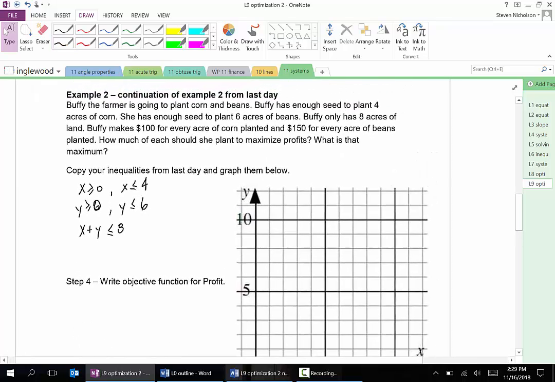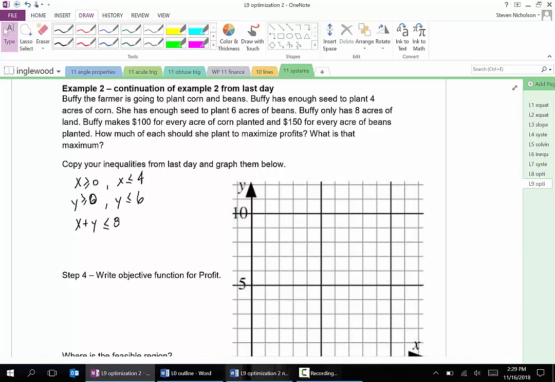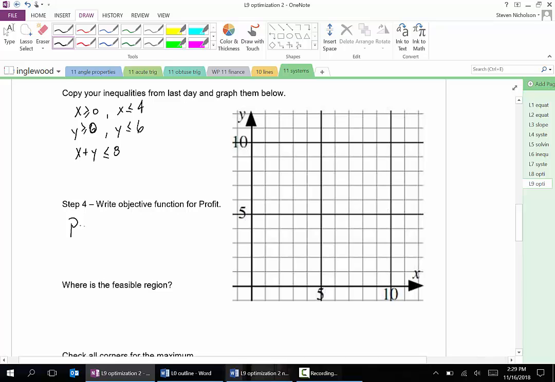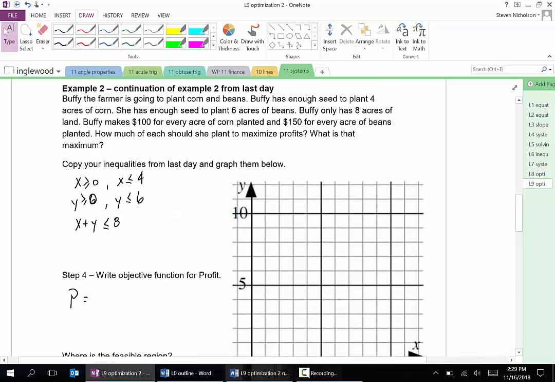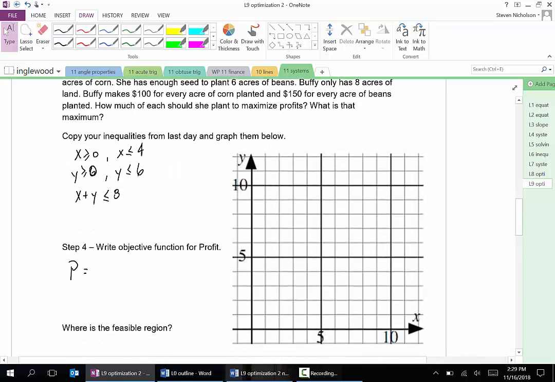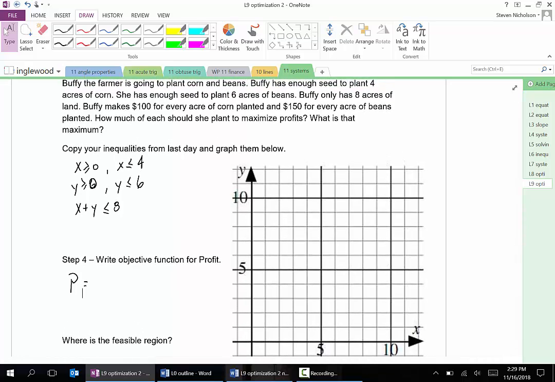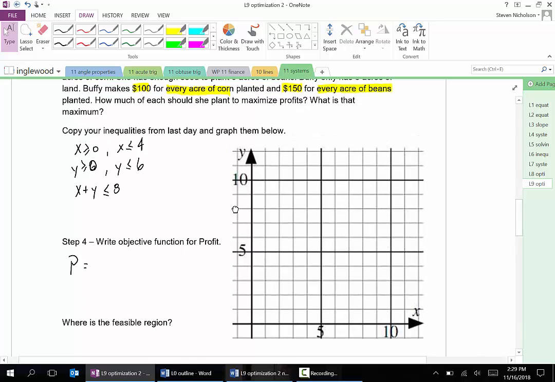Now in this one right here, we'll write our objective function, the thing that we want to maximize or minimize. And what we want to do is we want to maximize profit. So profit is going to equal the profit she can make off her corn and the profit she can make off her beans. And again, for every acre of corn, she makes $100, and for every acre of beans, she makes $150. So again, profit is equal to how much?